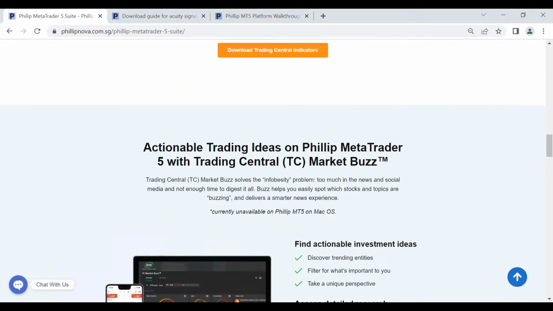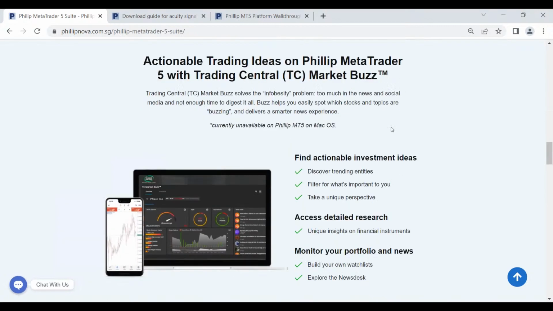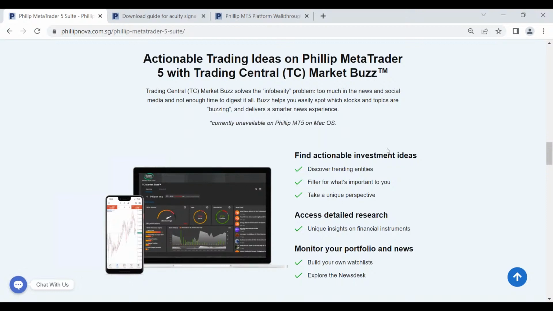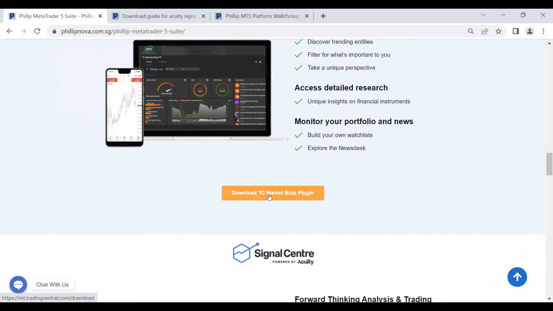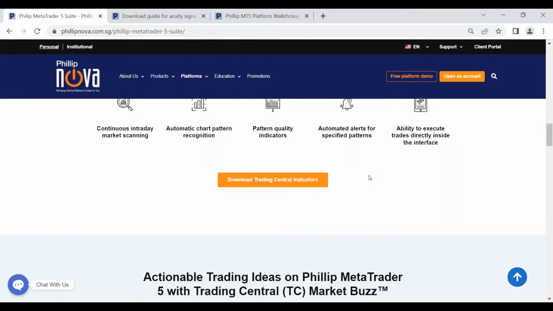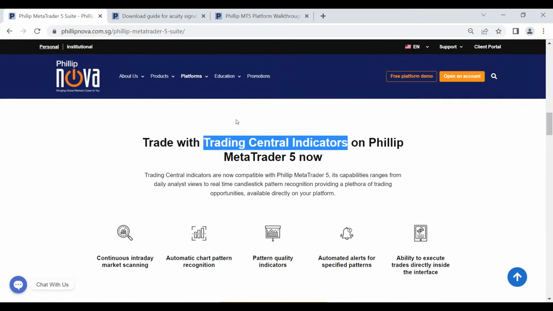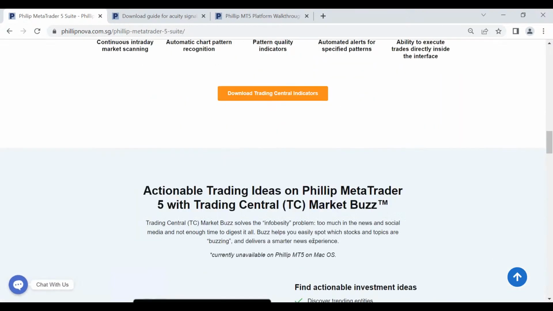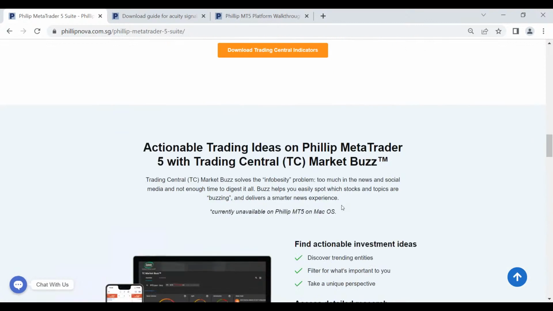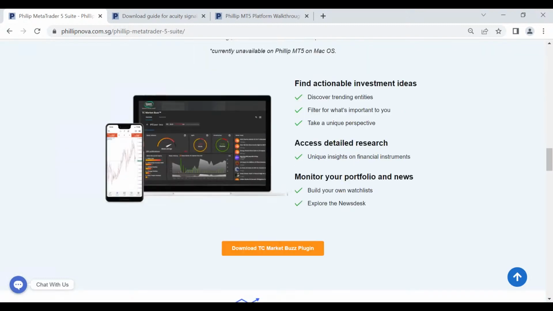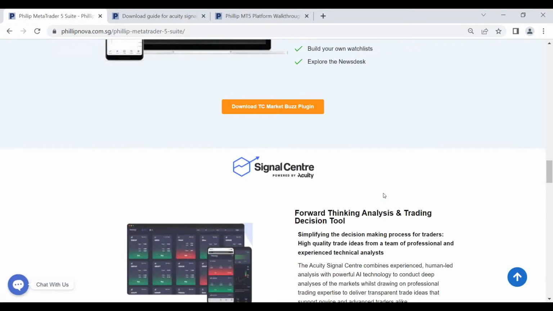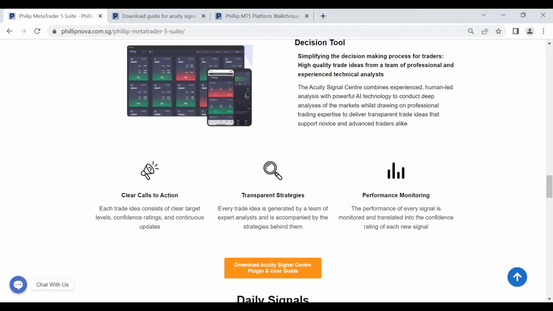So these are all plugins to your MT5 trading platform. Okay, so this one here, you could also see some of the description regarding this, and the download link is also here. So also do note that the download link for both Trading Central indicators and Trading Central Market Buzz are the same link. So with just one download, you'll be able to access all the features under Trading Central, which I'll demonstrate to you briefly shortly later.